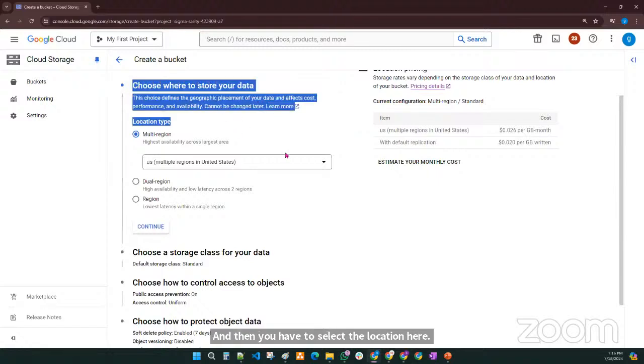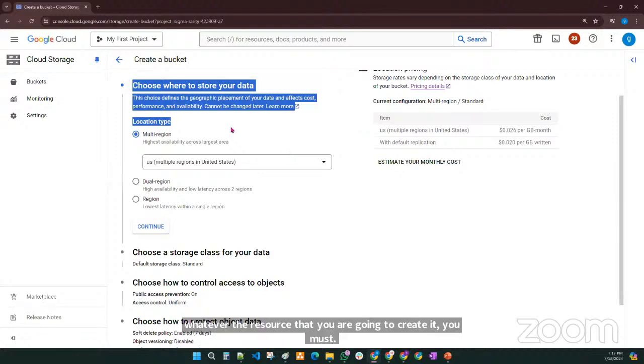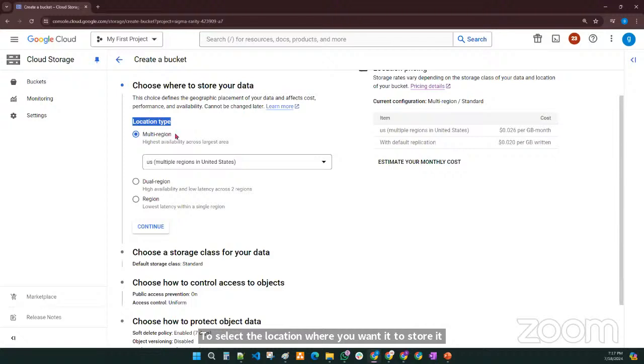Choose where to store your data. The choice defines the geographic placement of your data and affects the cost, performance, and availability. Once we have provided the location, it cannot be changed later. So for whatever resource you are going to create, you must select the location where you want to store it. Either you can select a single location, a single region.